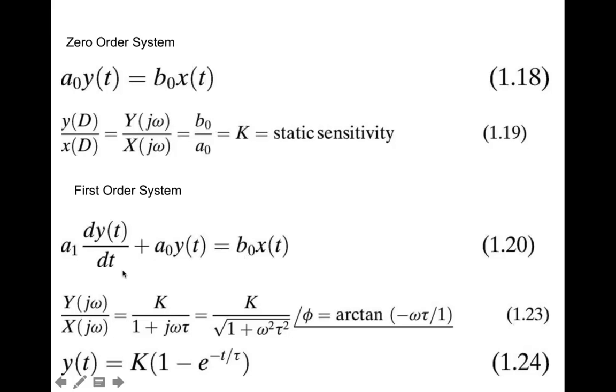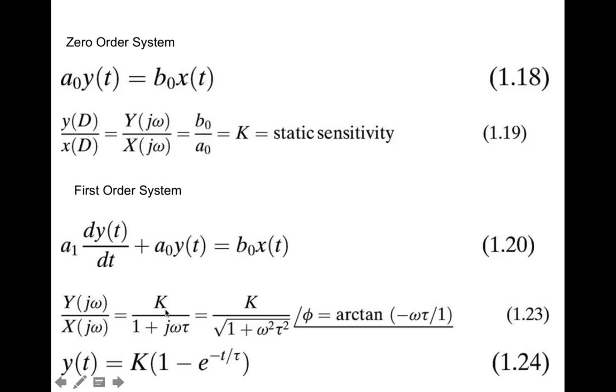Now, if we look at a first order system, that would be a differential equation represented here, where we have a first derivative of y, and then y shows up, and then we have some function x of t. If we now take the transformation of this differential equation and convert that to the frequency domain, we find that our output over input looks like the following.